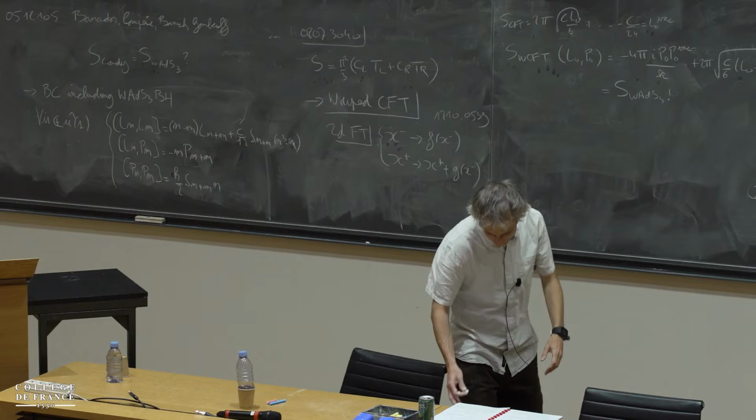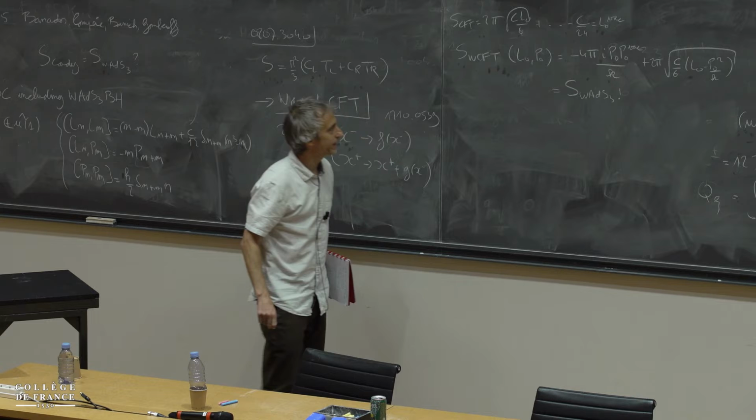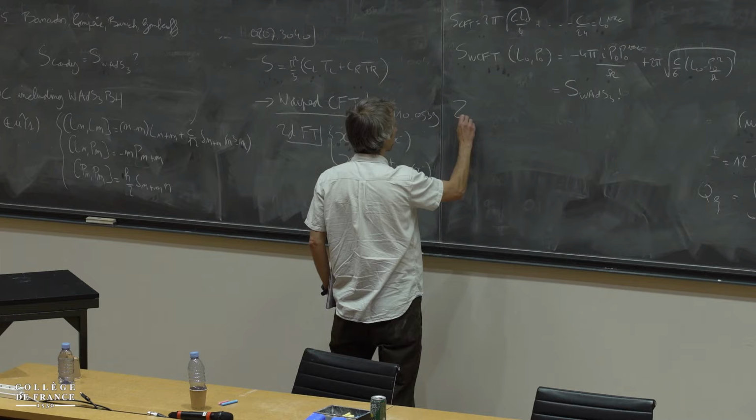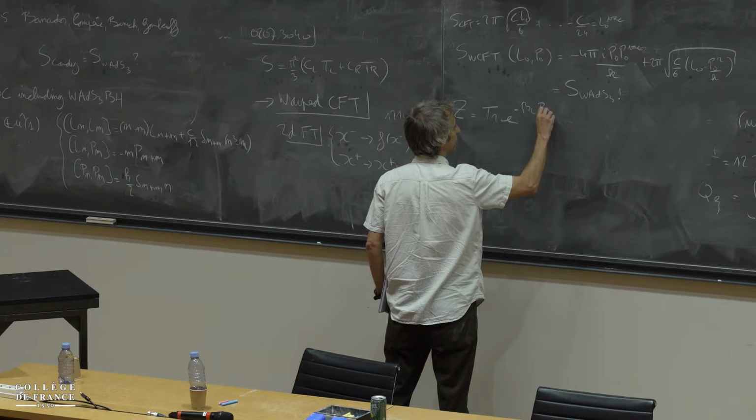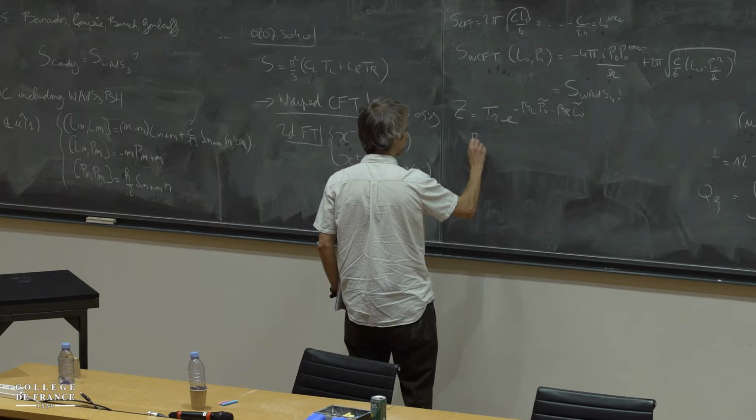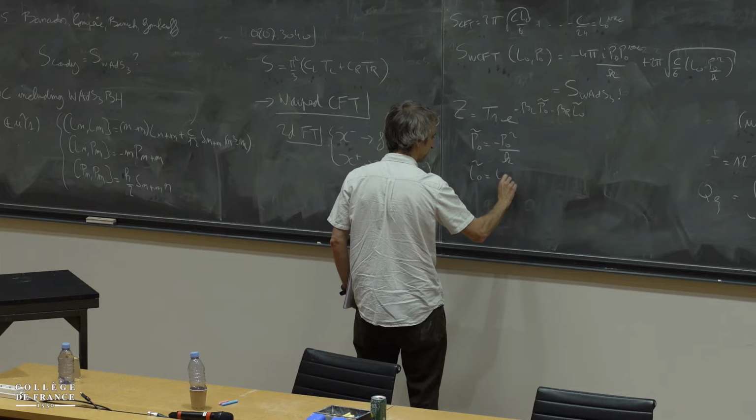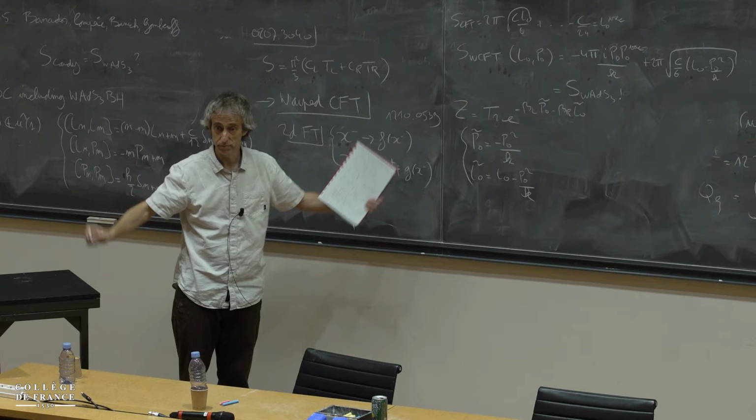So instead of defining your warp CFT in terms of L0 and P0 charges, what you could do is consider a partition function that is a little bit different. Take a partition function with minus beta left P0 tilde minus beta right L0 tilde, with P0 tilde equal to minus P0 squared over K, and L0 tilde equal to L0 minus P0 squared over K. You can define this.